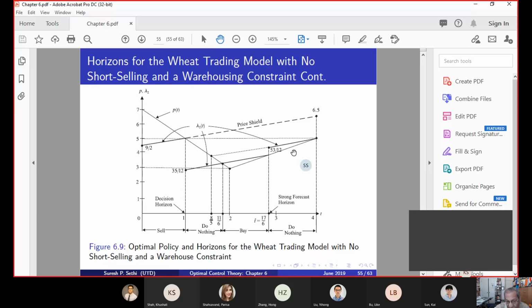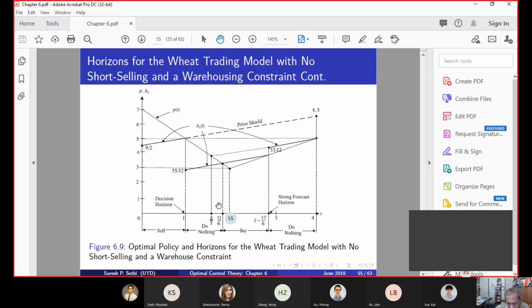So here I do nothing because I want to buy, but I cannot buy anymore because my warehouse is full. Here I want to sell more, but I cannot sell anymore because I already have no wheat left. So I have to do nothing here, and I have to do nothing here. So that's kind of the optimal solution.